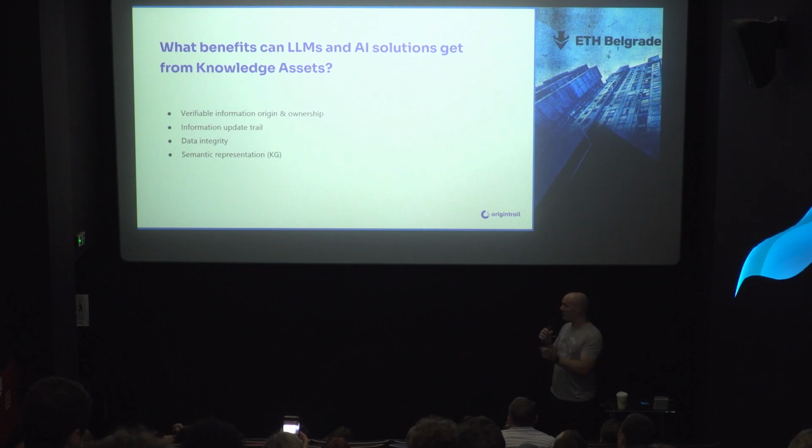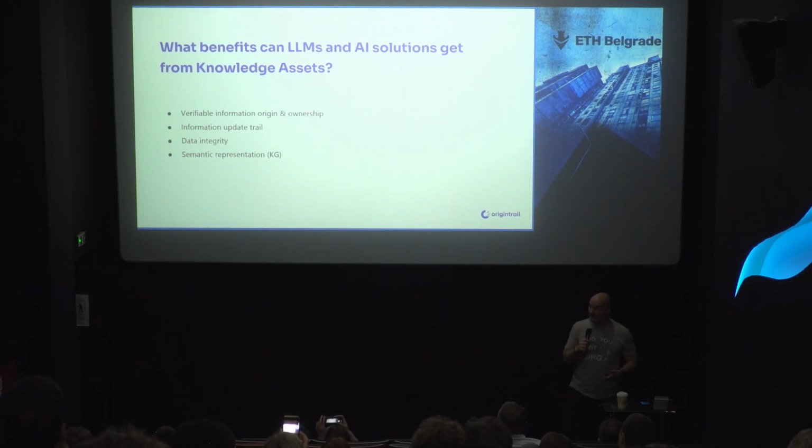We see the update trail of the information. Data, all the data has integrity, because you can always check if it hasn't been changed or modified in a certain way. And the most cool part actually here is this semantic representation, this knowledge graph properties that you get.